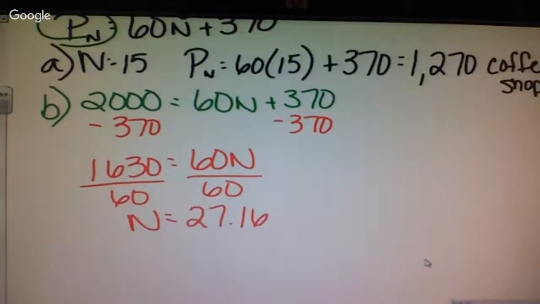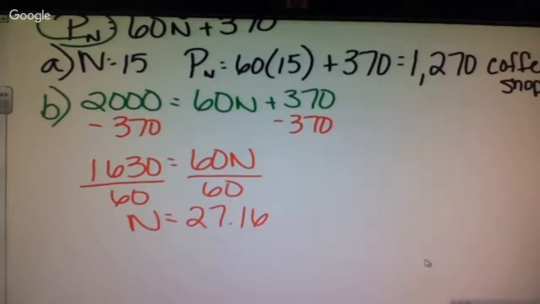What does the question actually ask you for? What year. This tells me how many years it's taken. If I plugged that in for n, it would tell me how many coffee shops I have, and that should go back to 2,000. I want to know what year we're in if 27.16 years have gone past.